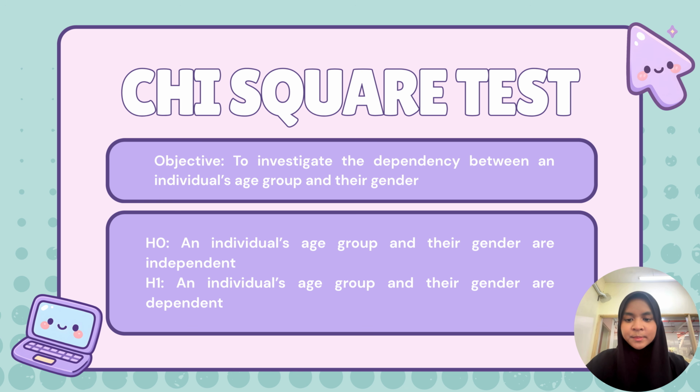Moving on, I'll be explaining the next test analysis, which is the chi-square test. The objective of conducting this test is to investigate the dependency between an individual's age group and their gender. So our null hypothesis for this test analysis is that an individual's age group and their gender are independent, while our alternative hypothesis is that an individual's age group and their gender are dependent.